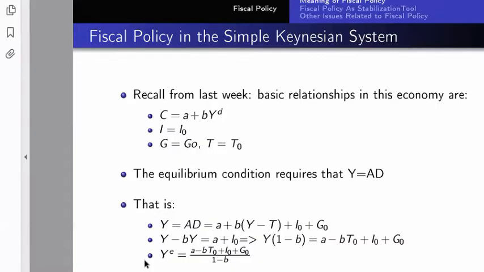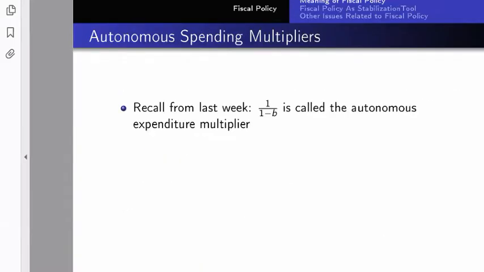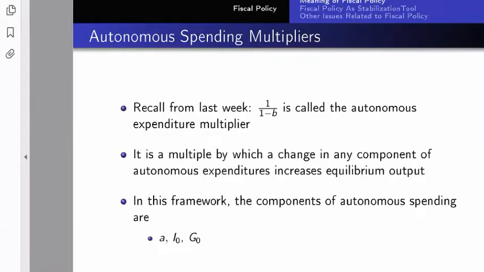If you differentiate this YG with respect to I naught, what do you get? 1 over 1 minus B. That is the multiplier. So that is what you see here. It is called the autonomous expenditure multiplier. It is a multiple by which a change in any component of the autonomous expenditures increases equilibrium output.